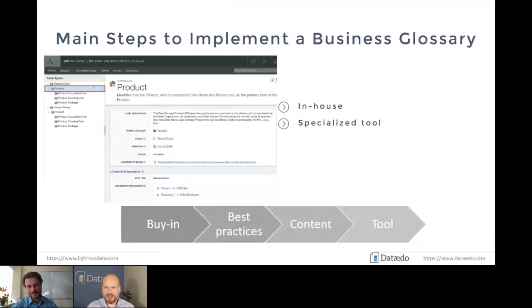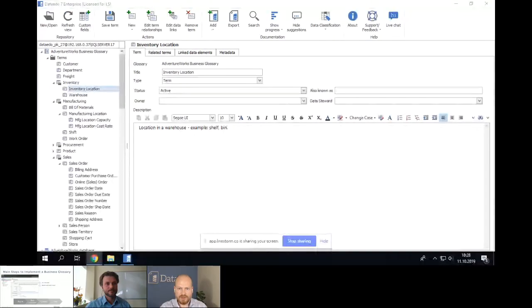Okay, thanks, George. Now I would like to take a couple of minutes to show you one of the tools, and that would be Dataedo. Let me share my screen. Okay, I think you all see the screen right now. I do, yes. Okay, that's good.